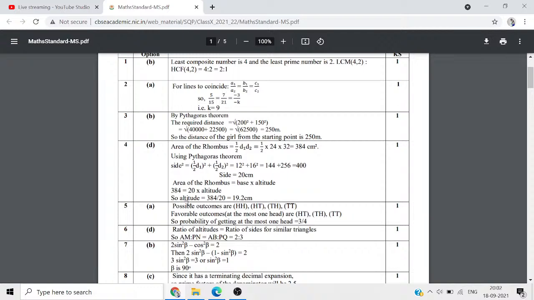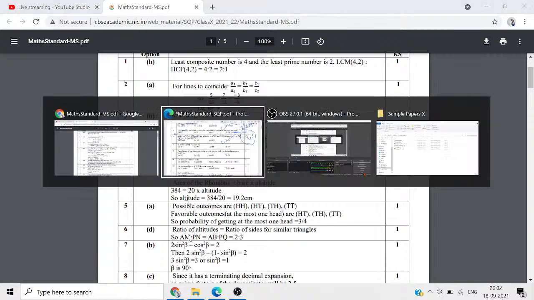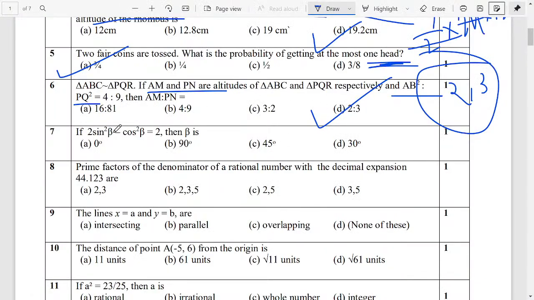Ratio of altitudes also follows the same thing. Clear, everyone? So your answer becomes 2:3.